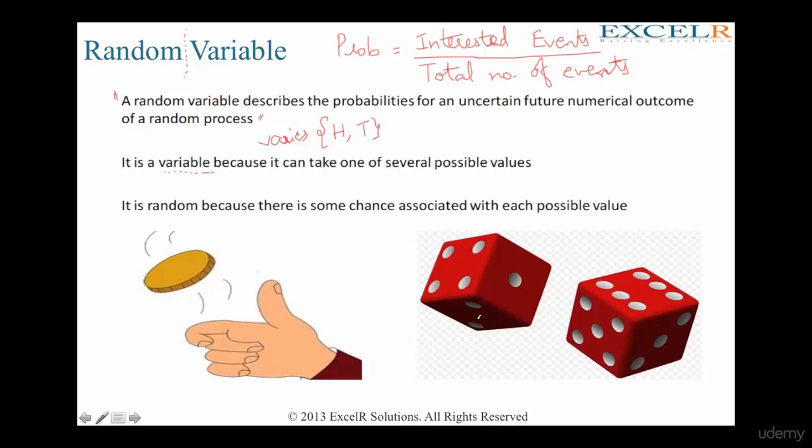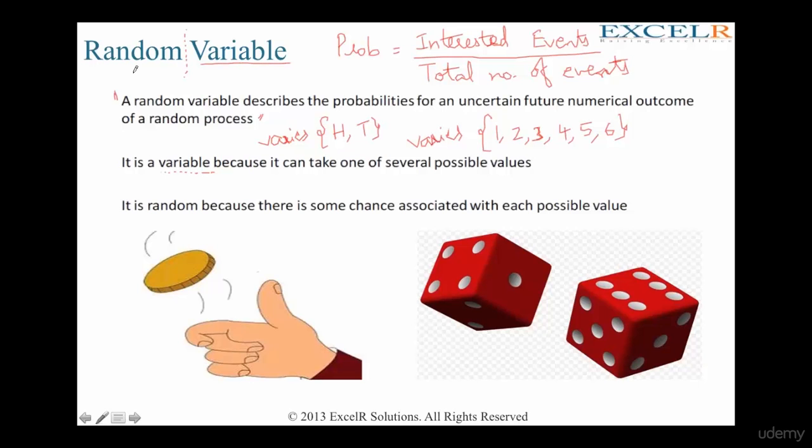Let us look into rolling a die. If I roll a die once, die is singular, one die. Dice is plural. Okay, if I roll a die once, I can get a number 1 or I can get a 2 or a 3 or a 4 or a 5 or a 6. So the output varies once again. If the output varies, it is called as variable. That is the definition of this part, variable.